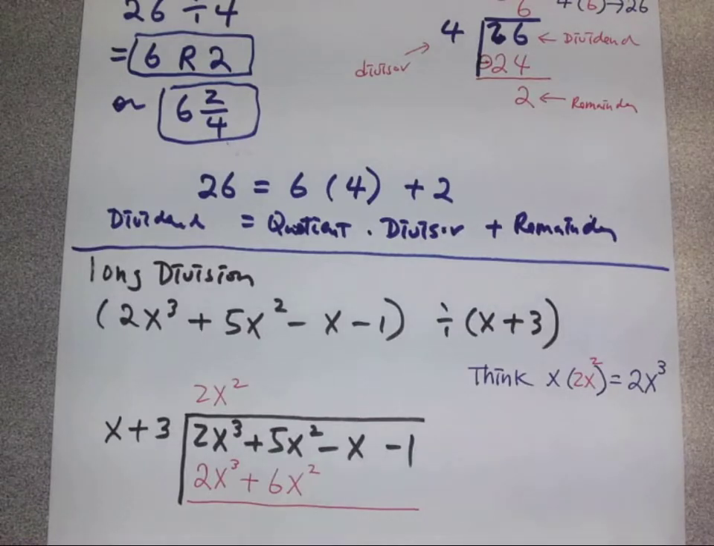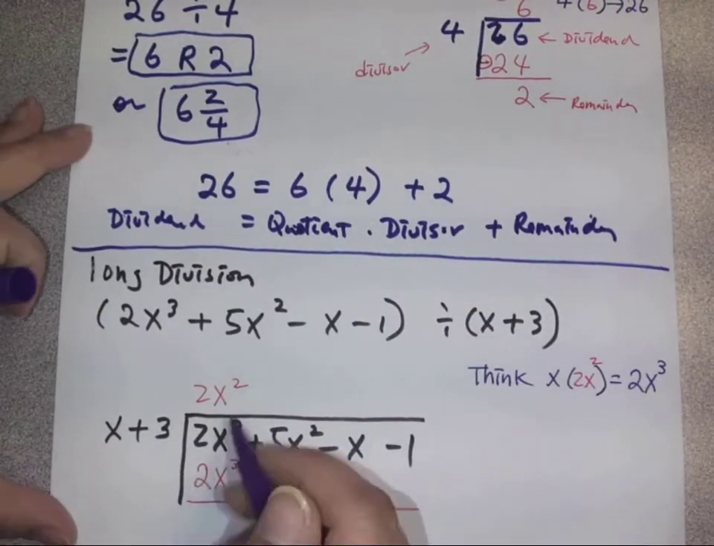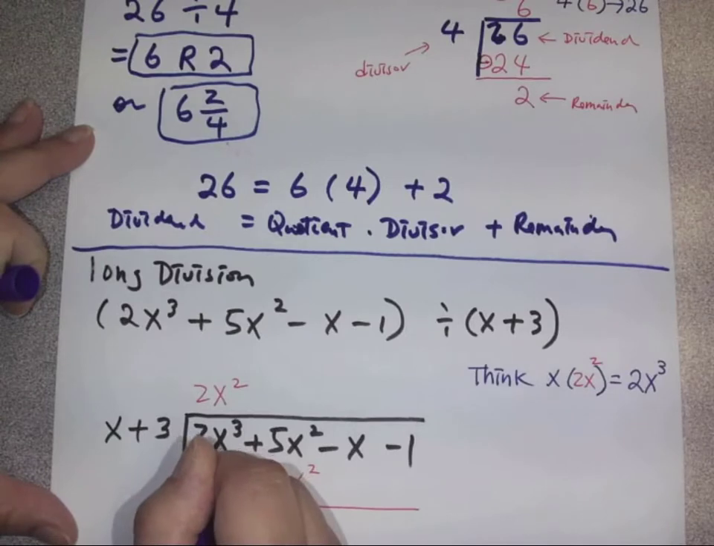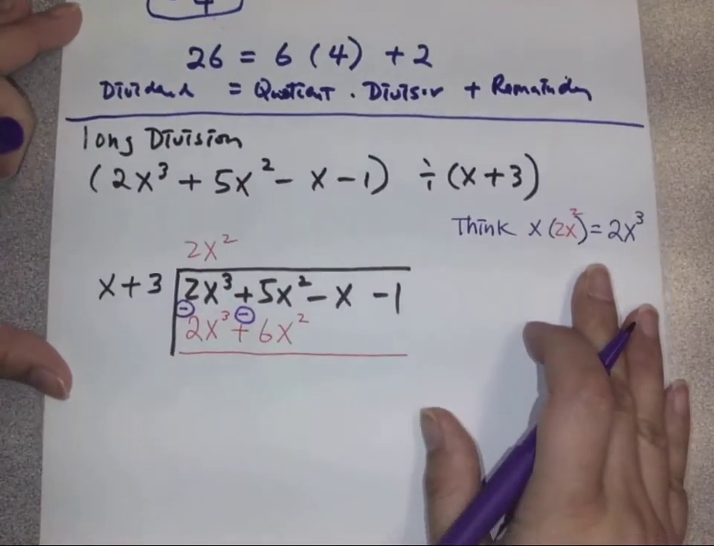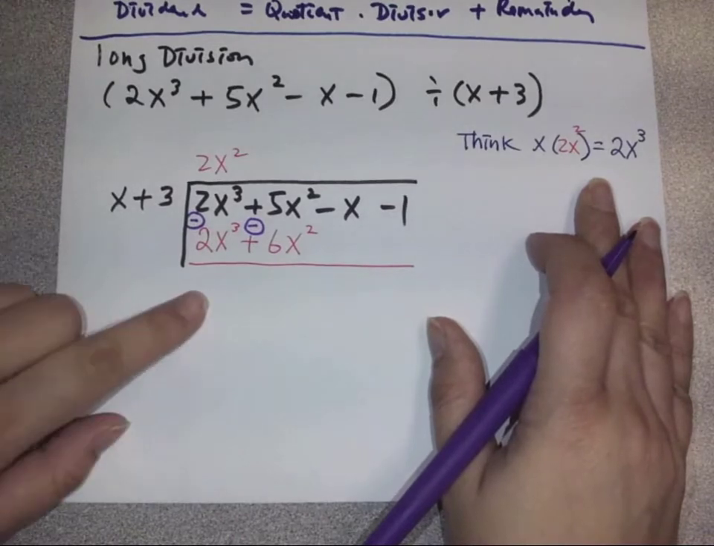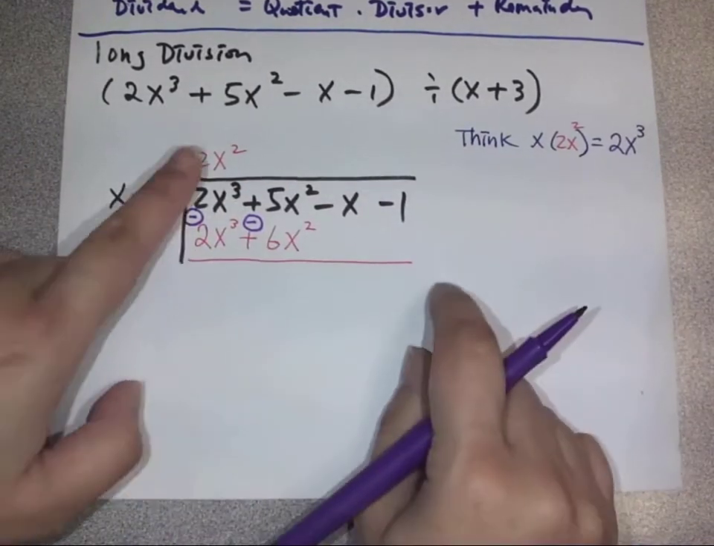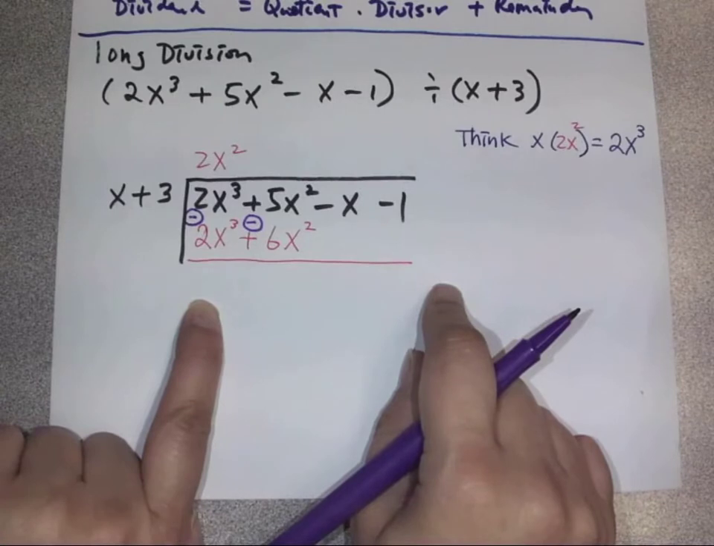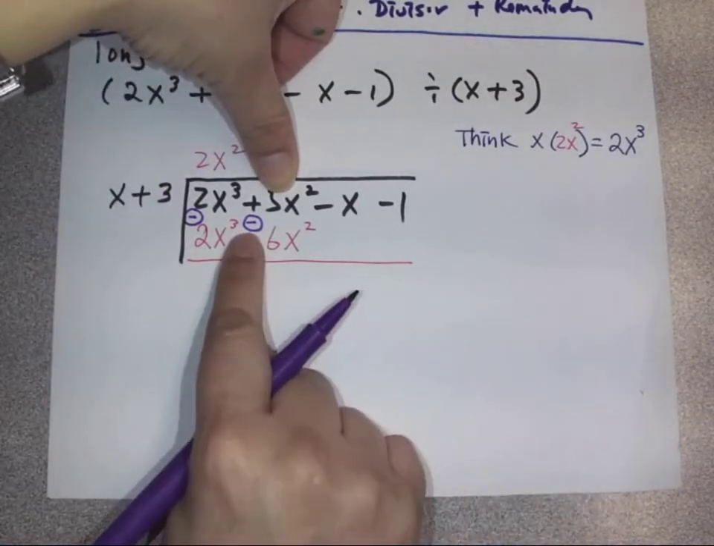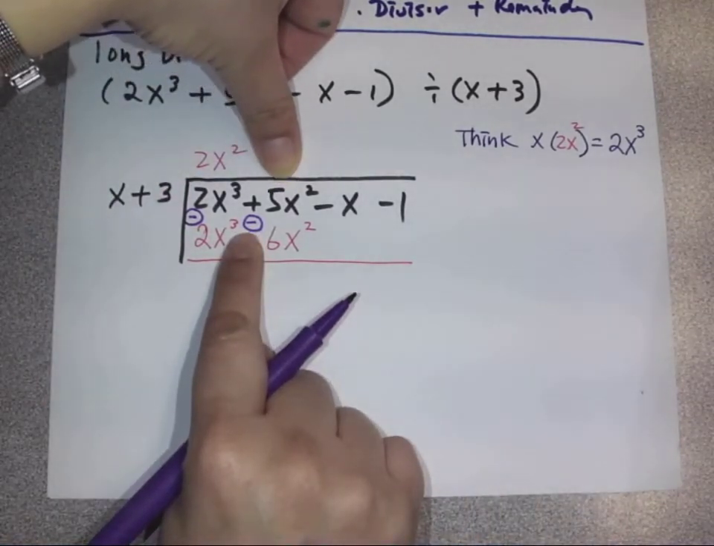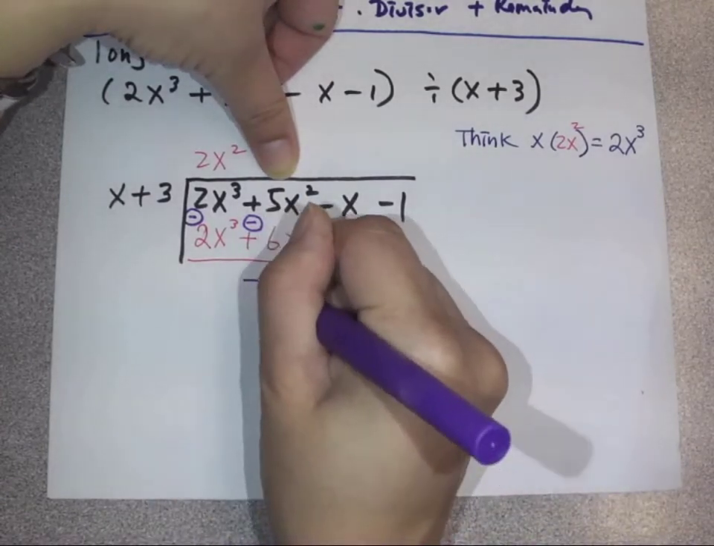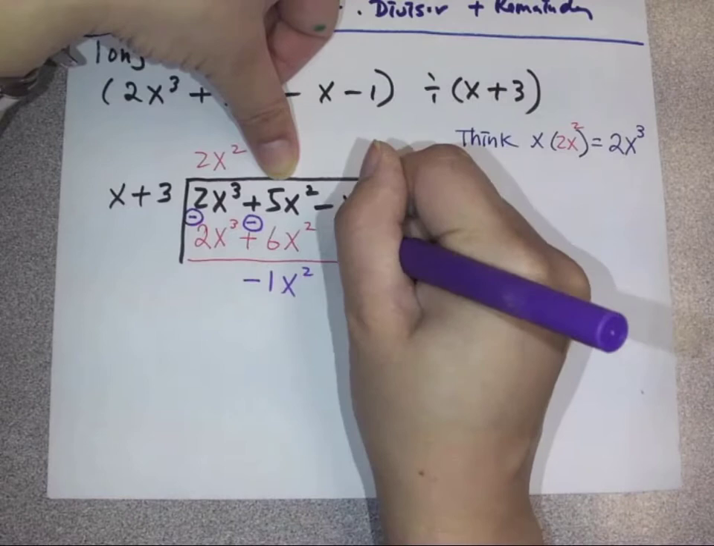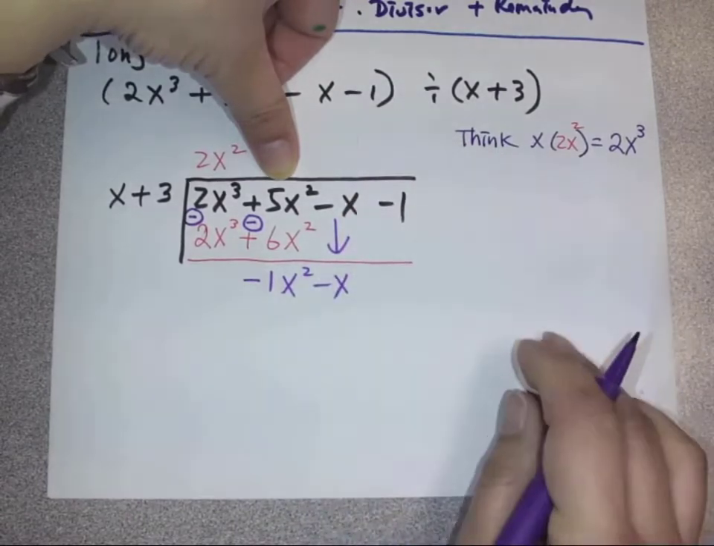So normally I would put a mark on top, so I know I did it. Because you're multiplying both terms, the negative distributes in there, so you changed both signs. And I put a circle on top, so I know it's changed, right? So 2x cubed minus 2x cubed is nothing, right? That's what I want. And then 5 minus 6 will give me 1, but what 1? Negative 1. So it's going to be negative 1x squared. Bring down the next term, negative x.